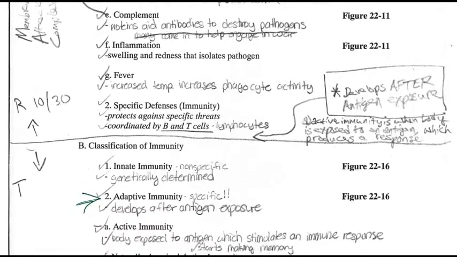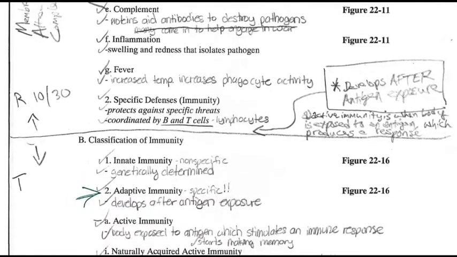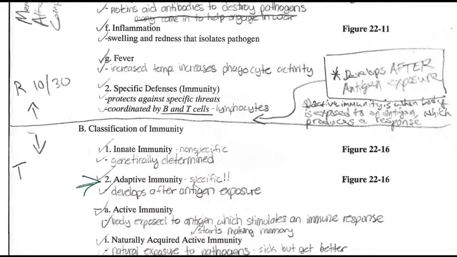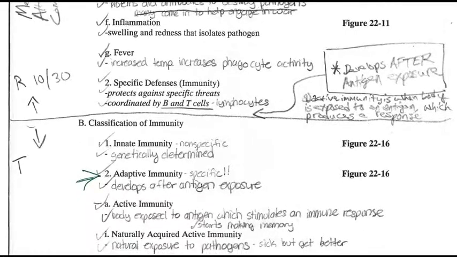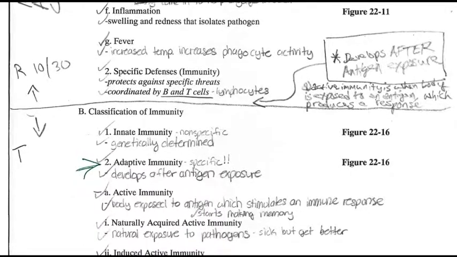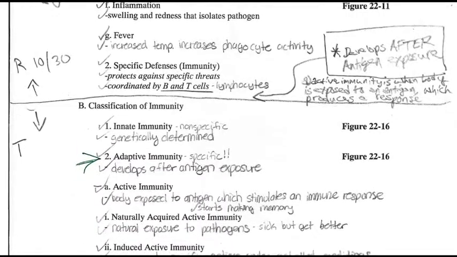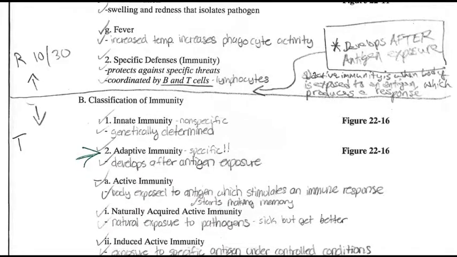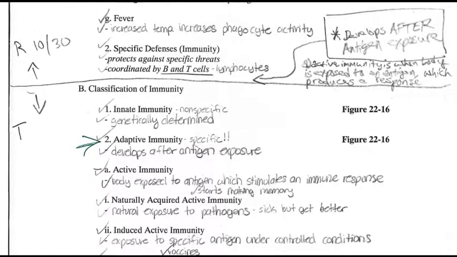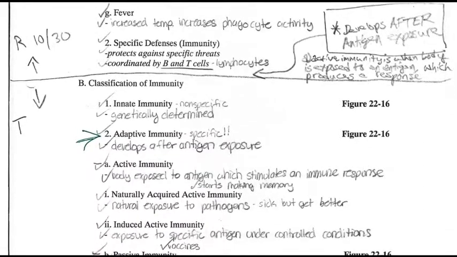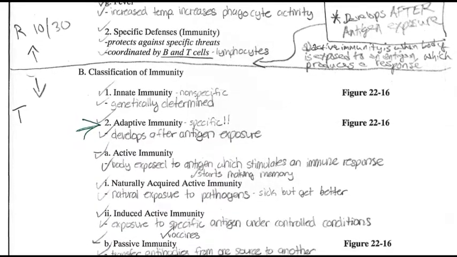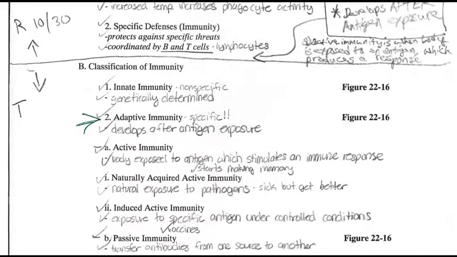B. Classification of immunity. 1. Innate immunity. Nonspecific. It is genetically determined. 2. Adaptive immunity. Specific. This develops after antigen exposure. A. Active immunity. The body is exposed to an antigen which stimulates an immune response. Under active immunity, the body starts making a memory of the specific antigen.